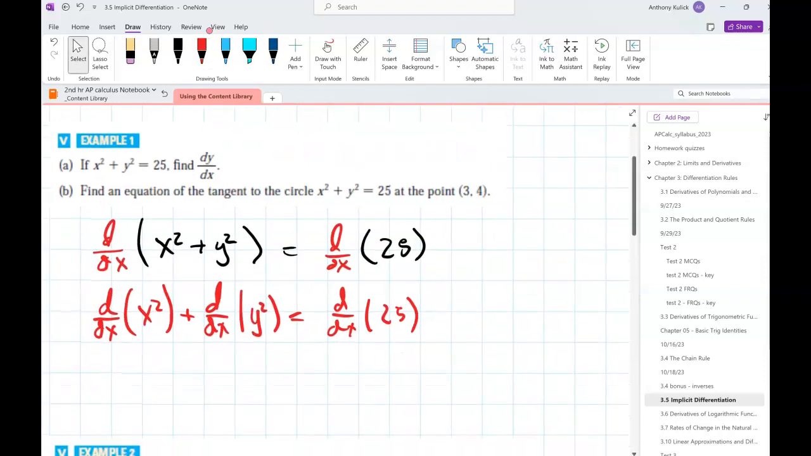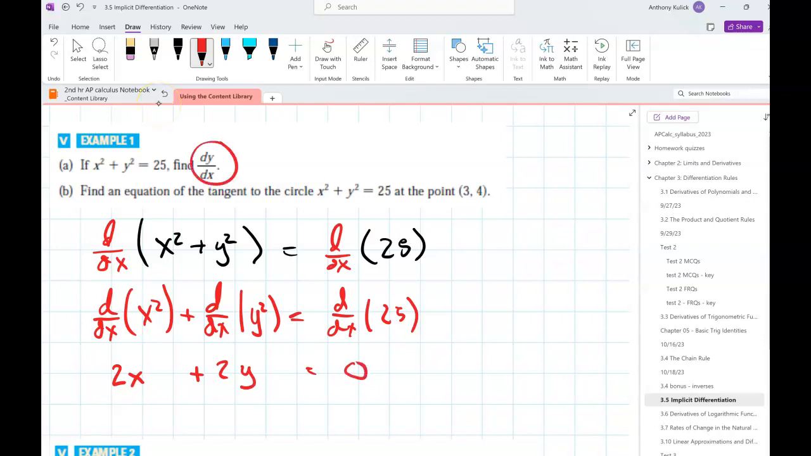What's the derivative of x squared? Okay. What's the derivative of y squared? Okay. And what's the derivative of 25? Where's the dy dx? Wait, what? It's gone. Well, it says find dy dx. Well, we took the derivative, so it's gone.